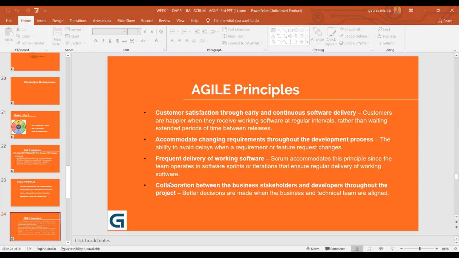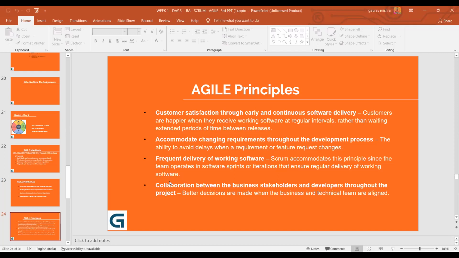So yes, we have seen so far customer values elaborated, and the two perspectives, and here we are with Agile Principles. There are 12 of them, and we are going to see the first four first. We are talking about customer satisfaction through early and continuous software delivery. Customers are happier when they receive working software at regular intervals rather than waiting extended periods of time between releases.